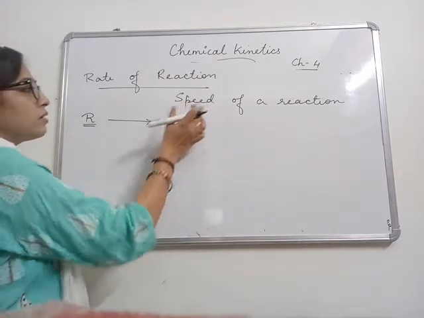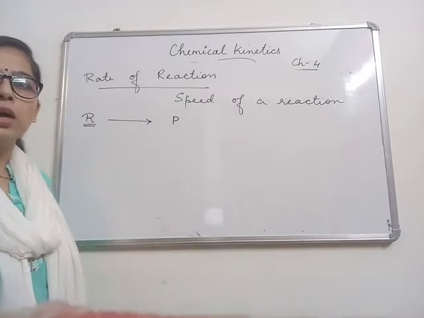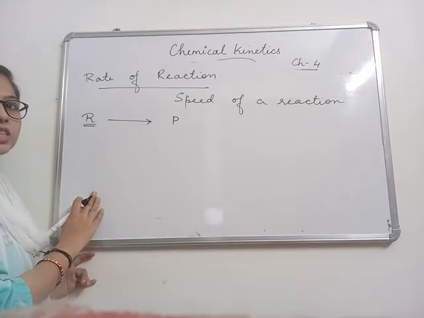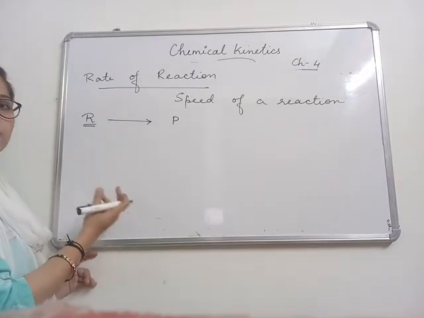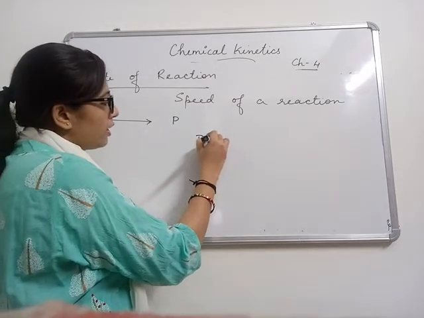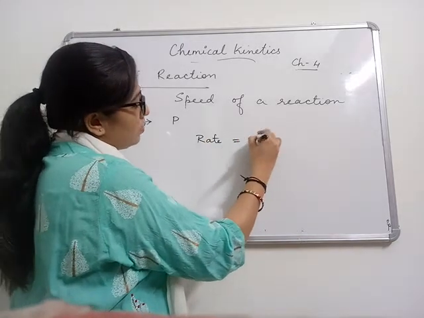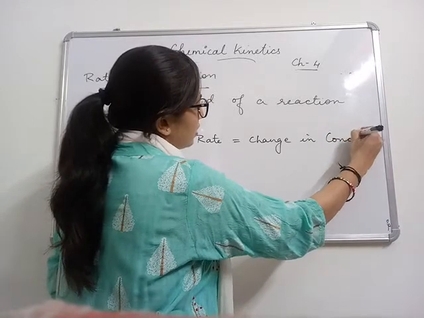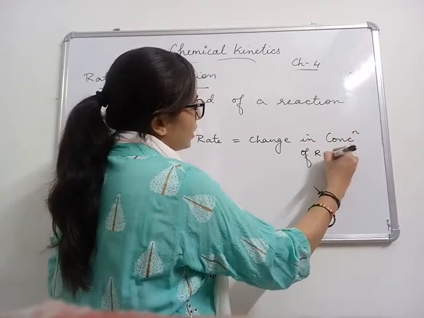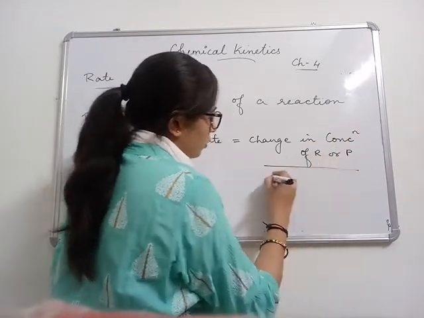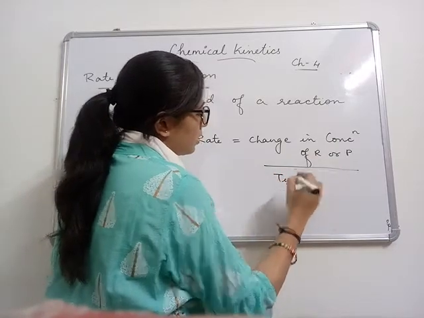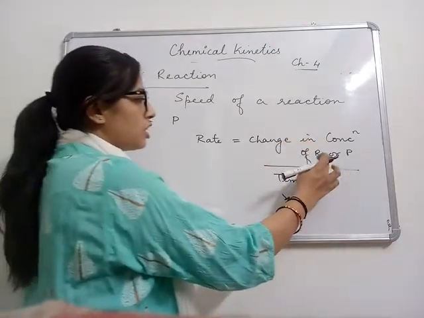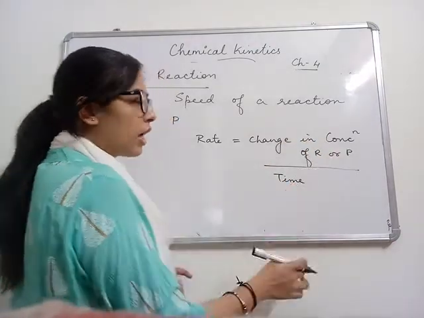So here the speed is not the distance per time. You can't note the distance for a chemical reaction. So it's a change in concentration with change in time. The amount of the reactant and product are changing. So for a reaction, the rate is equal to the change in concentration of reactant or product with time. How is the rate defined? Change in concentration of the reactant or product with time.